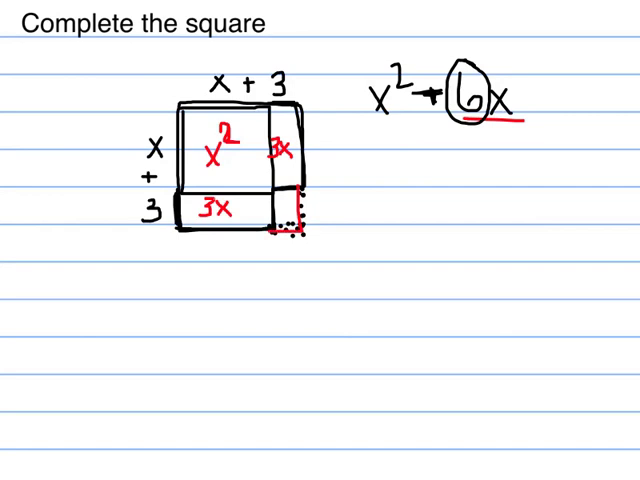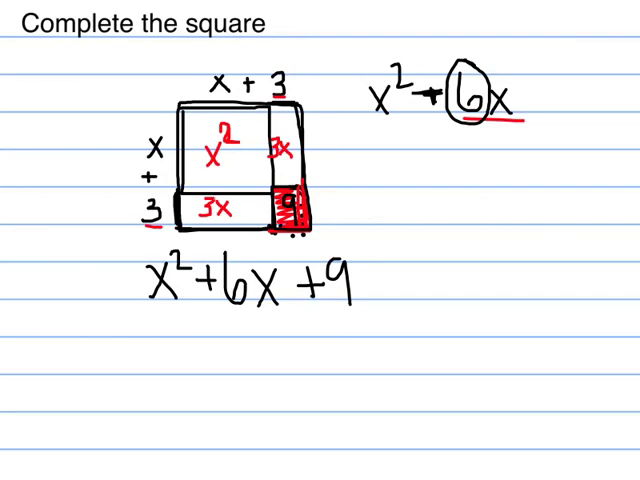So we want to figure out what this right here would be in order to have that square completed. Well, we already know it. It's the 3x and the 3x. So 3 times 3 would be the 9. So the complete the square process is this value that makes my square a perfect square trinomial. So what I would add to x squared plus 6x to make a perfect square trinomial would be a 9.